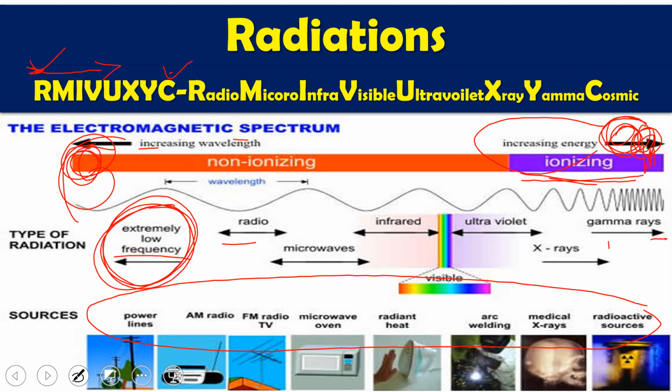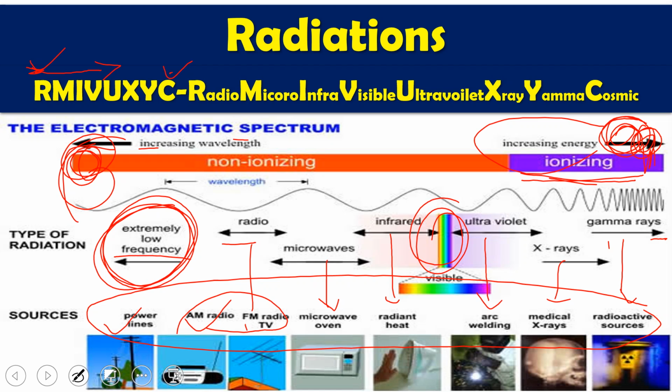Here we can see the different sources from which we get each type of radiation. Extremely low frequency comes from electric power lines. AM and FM radios give you radio waves. A microwave oven gives you microwaves. Infrared gives you radiant heat, like irons or other heat sources. Then ultraviolet from weldings, X-rays, medical X-rays, and gamma rays from radioactive substances.